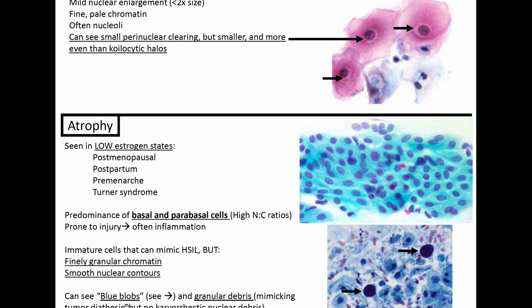So in atrophy, you can see blue blobs as seen over here, and you can have granular debris that can mimic tumor diathesis, but no karyorrhectic nuclear debris. So again, atrophy has a couple things that can be a little worrisome, right? We have our granular debris that can mimic tumor diathesis, and we also can have our basal and parabasal cells that look like HSIL. So always think it through, take into account the clinical history.